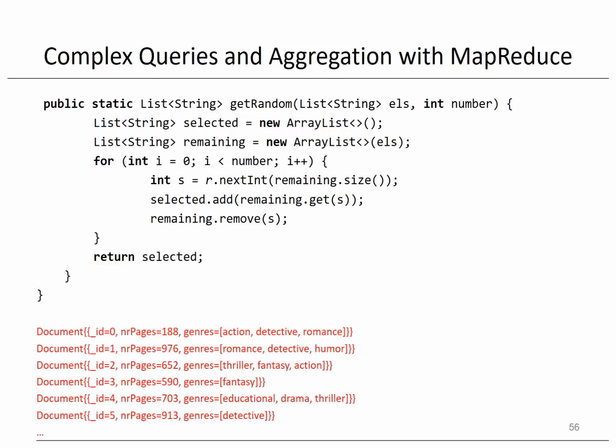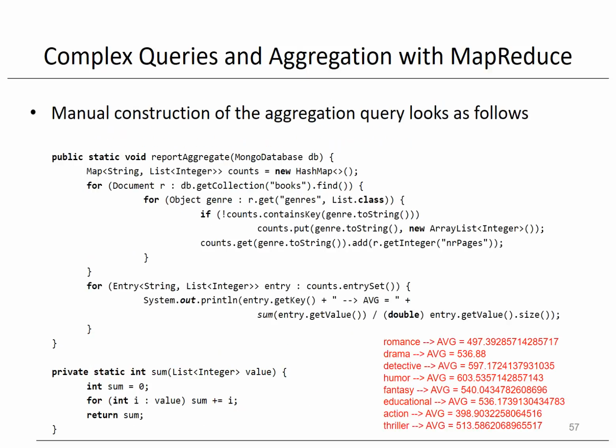The getRandom method returns a list of strings representing the genres. You can see part of the output of our Java program highlighted in red. Let us now construct our aggregation query.